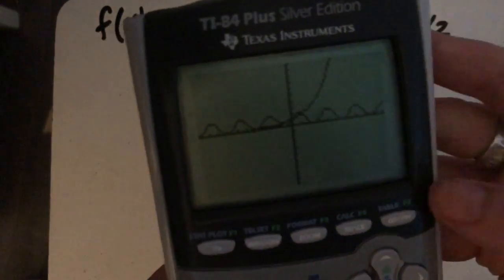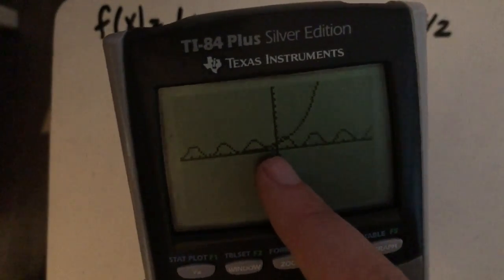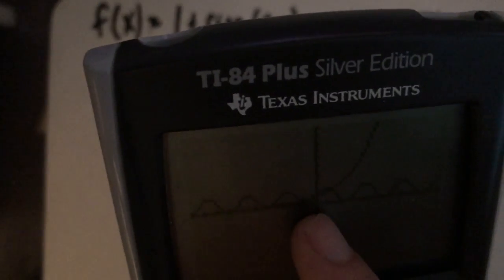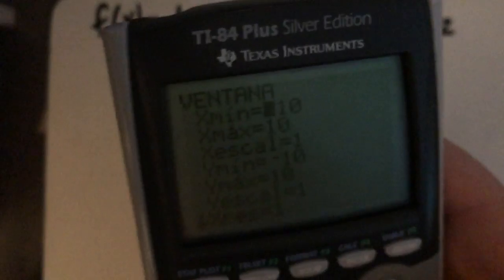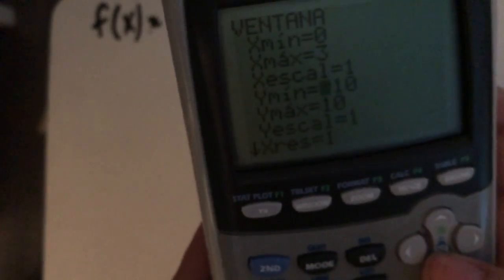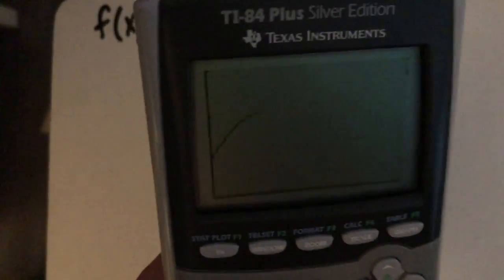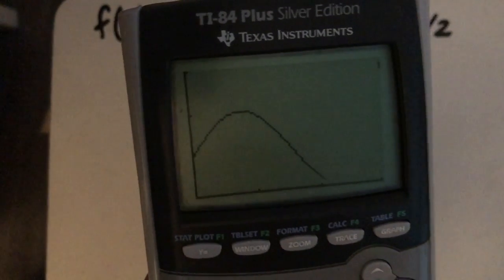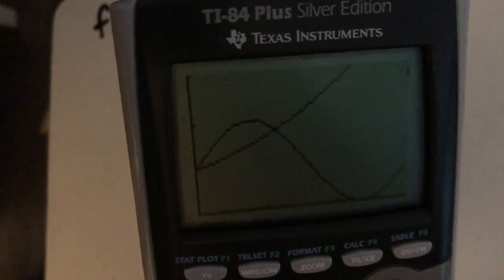So I'm going to change my window so I can see it a little better. It looks like I only need from like 0-ish to 3-ish would be a good enough picture. So I'm going to change that here. And then it was kind of the same with our y-axis. All right, let's see what we're looking at here. That's a better picture. All right, so it looks like it's crossing at 0, but we're going to double check that just to make sure.